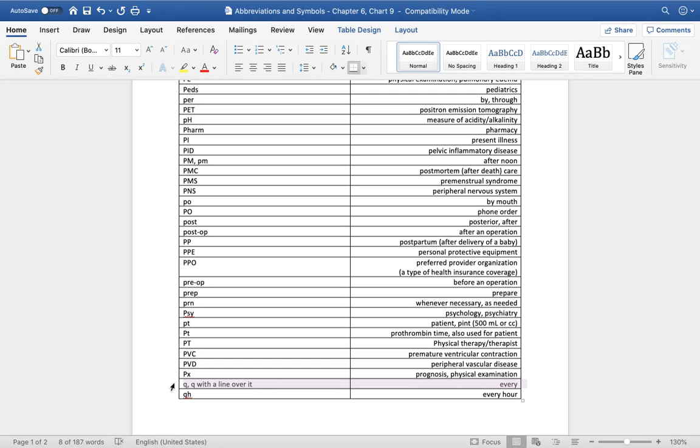Q or Q with a line over it means every. Okay, this is going to be a common reoccurring abbreviation that you're going to see, especially on the next chart that comes out. So like with a medication, you may have to take it every hour, which is QH, or every 2 hours, which would be Q2H, or every 3 hours, which is Q3H, right?